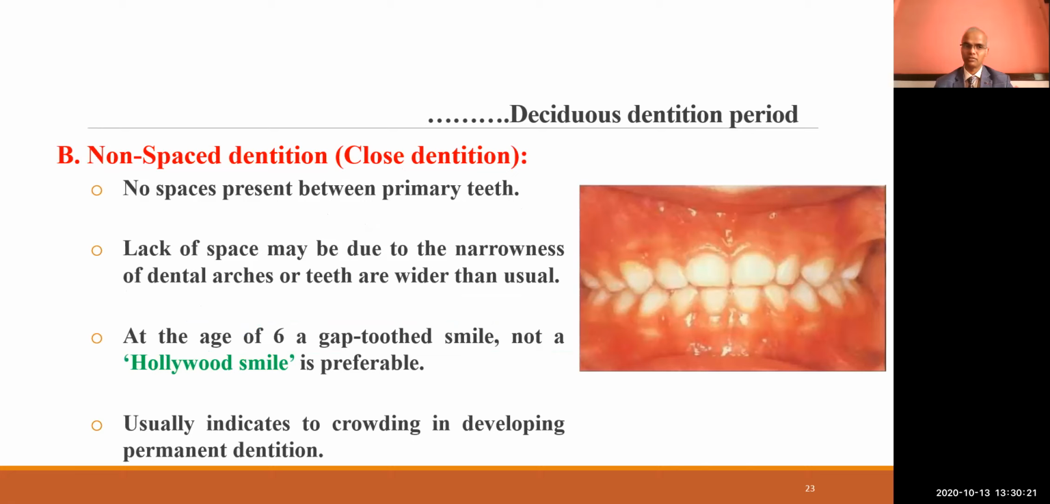So at the age of 6 years, a gap tooth smile is not preferred; a Hollywood smile is preferred. Hollywood smile means without spacing. There is no interproximal, interdental spacing. So if a non-space dentition or a minor crowding occurs in deciduous dentition, it is not a good sign for development of normal occlusion. It usually indicates crowding in the developing permanent dentition.